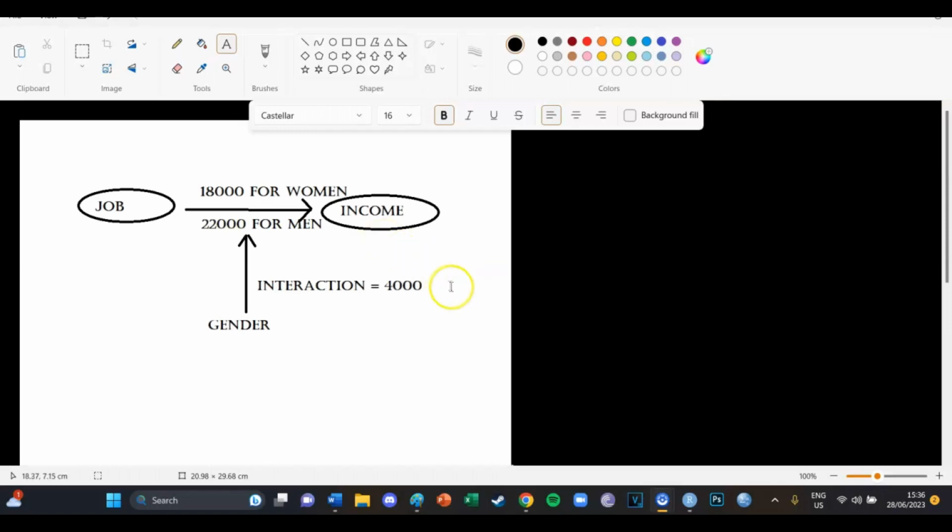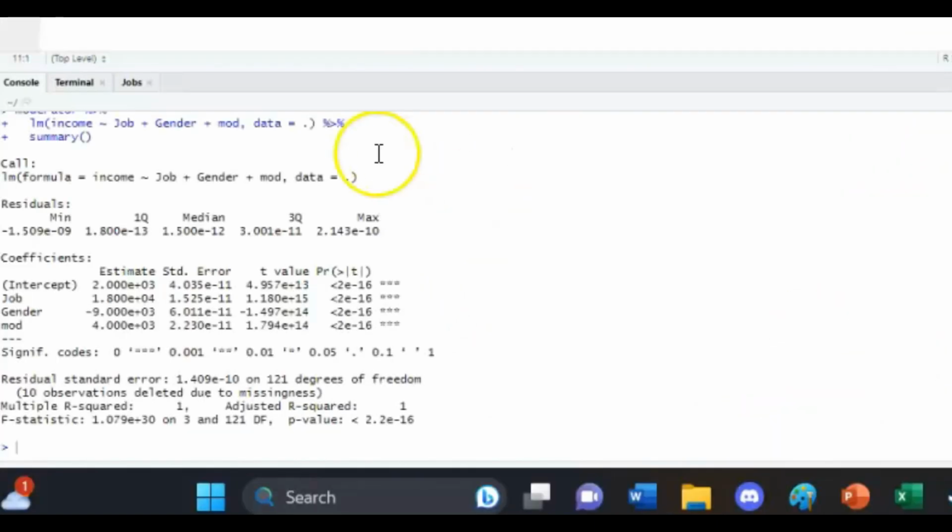So this is the interaction model which we're still taking a look at. And if we take a look at the values we had, you could find them over here in our coefficients table. The intercept is 2,000, the slope of job is 18,000, the slope of gender is minus 9,000, and the slope of the moderator, the interaction variable, is 4,000.